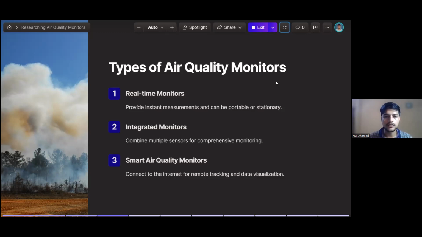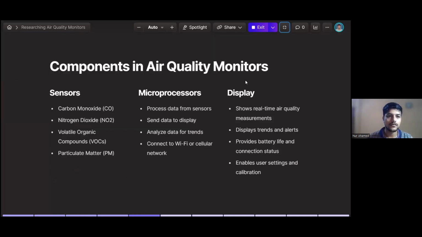Going to the next slide. Components in air quality monitors. The components include sensors, microprocessors, and display. Sensors like carbon monoxide sensors, nitrogen dioxide sensors, volatile organic compounds sensors, and particulate matter (PM) sensors.